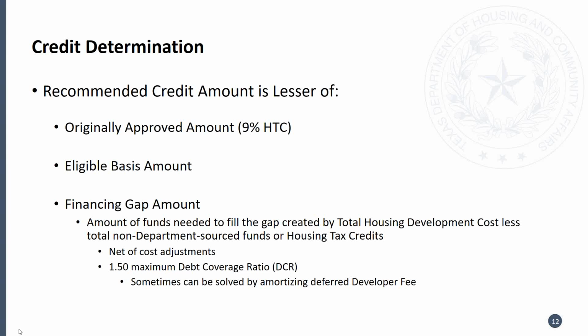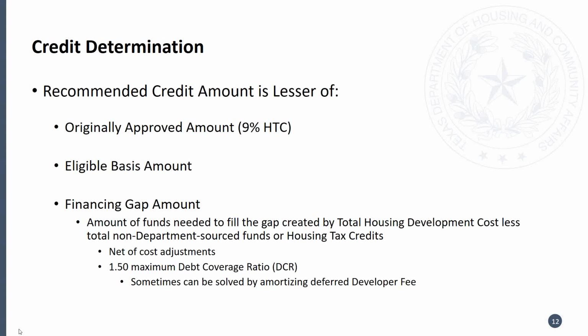The eligible basis amount, so that's typically the amount that is issued for a 4% deal, going up or down, is based on eligible basis. And then the financing gap amount. So this is the amount of funds necessary to fill the gap created by housing development costs less sources that are not coming from the department. So typically a deal will have permanent debt and equity as the two minimum sources, and in some instances there's a need for deferred developer fee. This analysis for the financing gap amount is based on a net of any cost adjustments, which I will talk about in the subsequent slide.